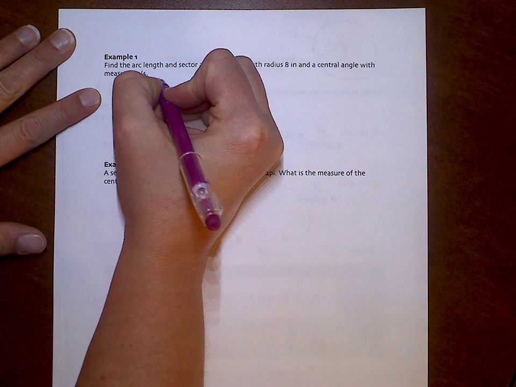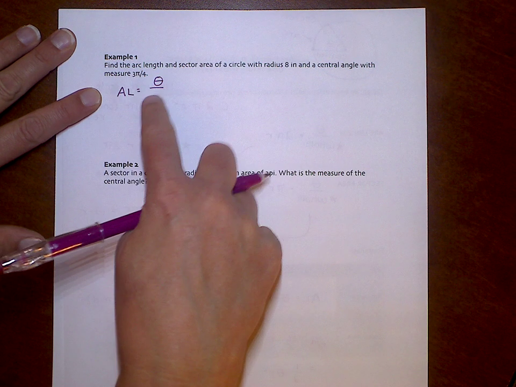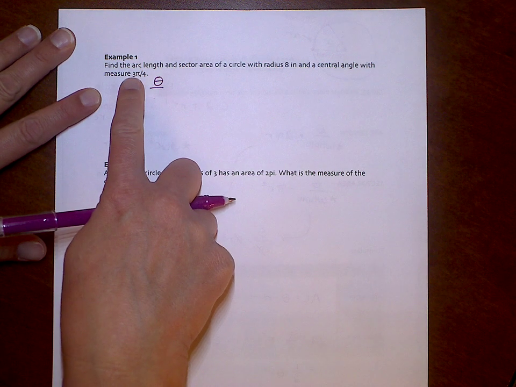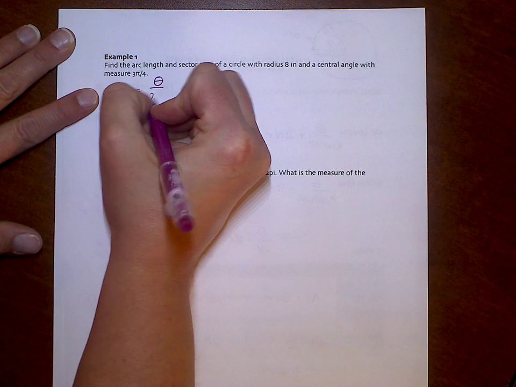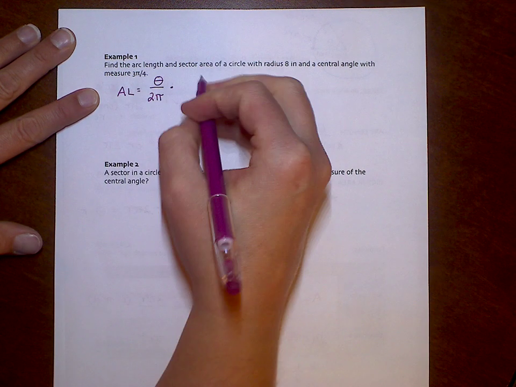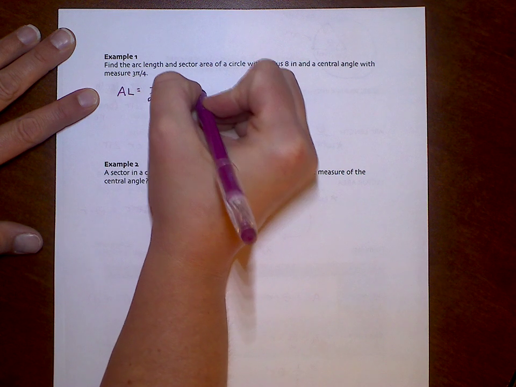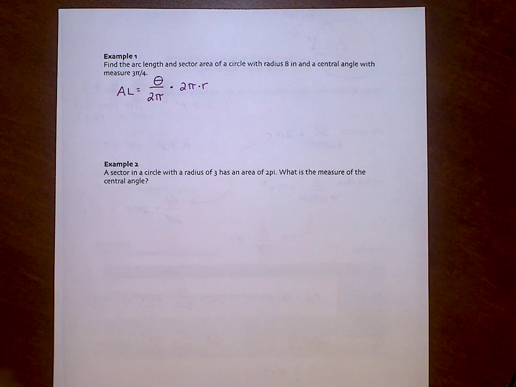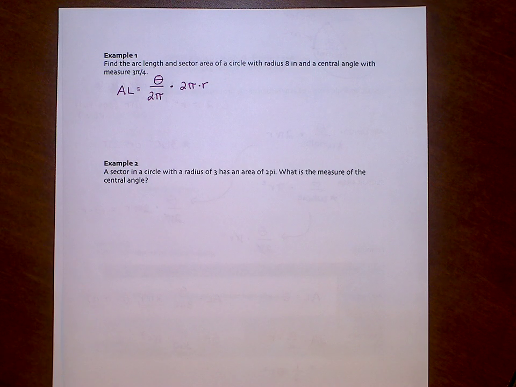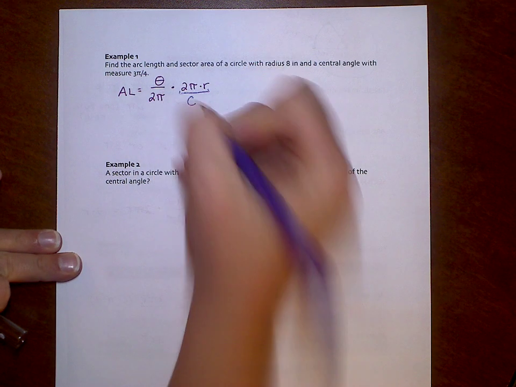So like I said, I always start with this fraction. I know it's theta over, and if I look at my angle, it's being measured in radians. So my whole circle is 2 pi, times, and then I'm looking for arc length, so I'm doing 2 times pi times radius. That's my circumference. Okay, I should probably mark that. That's what this is doing, this is the circumference of the circle.